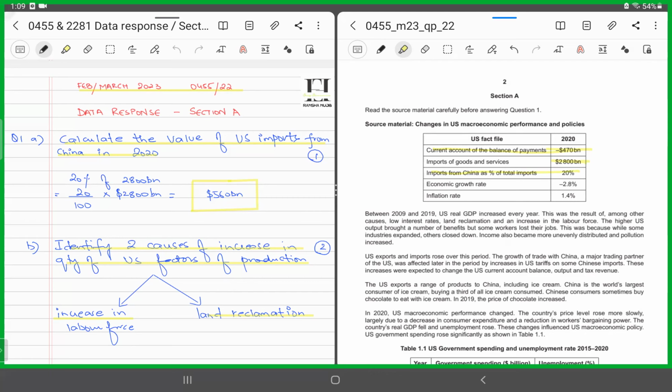Economic growth rate was a negative 2.8%. That means the economy was not growing, rather the economy was shrinking by approximately 3%. Inflation rate hovered around 1.4%.